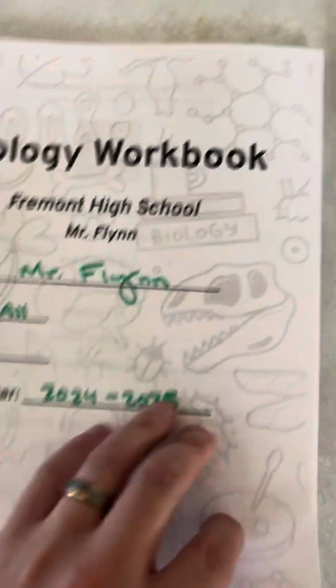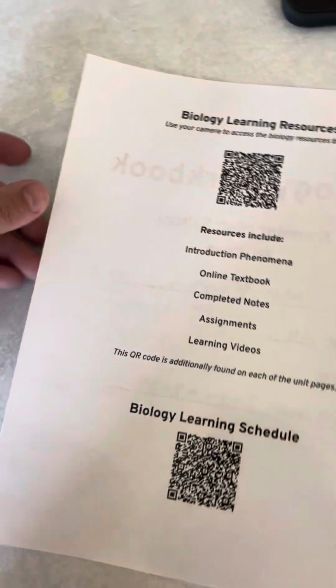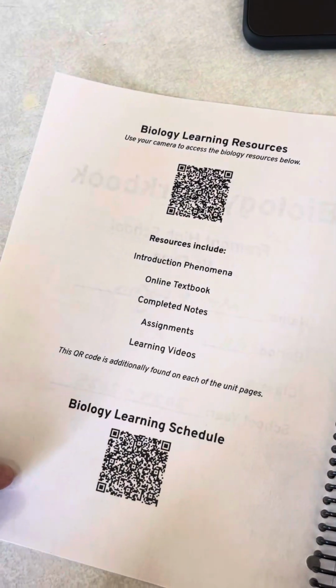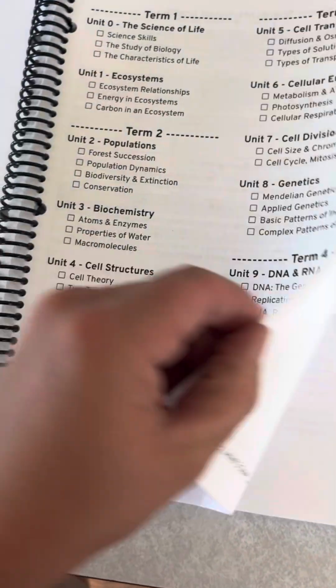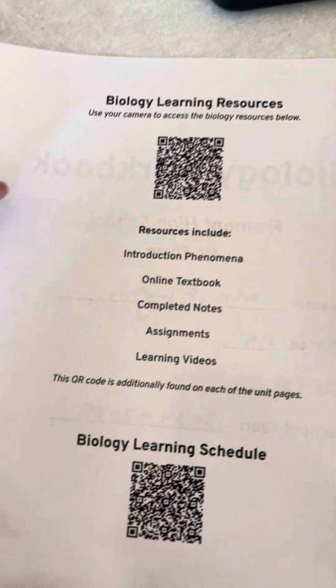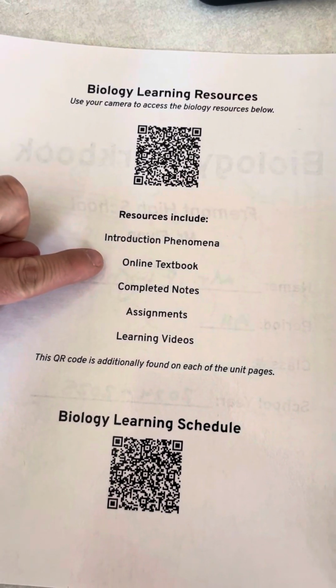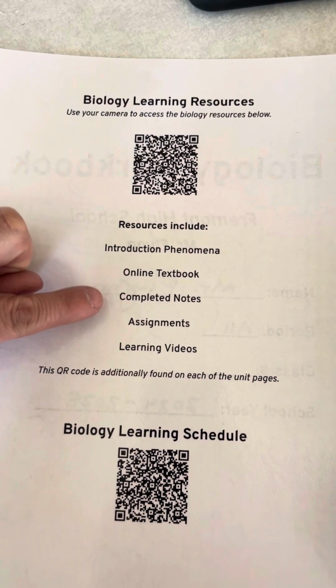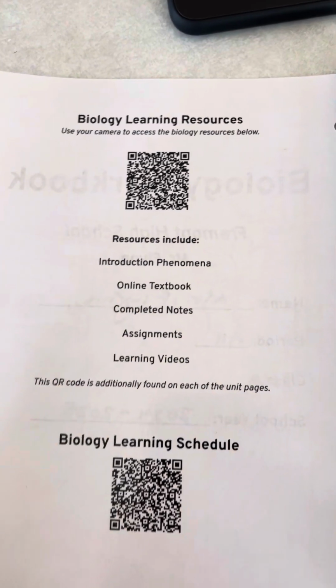All right, so when I open up my page, this is laminated, and the back is laminated as well, so the kids don't destroy it all year. I've got two QR codes that lead to all their resources, and these links are found throughout the book, like right down here again. So every unit, they don't have to come back to the front page, but if they want to, it's all here. Now, the resources that I teach with my class, there's 5 of them. I have phenomenons, online textbooks, the notes, assignments, and then learning videos. So I've got 5 different things to help them learn the material.